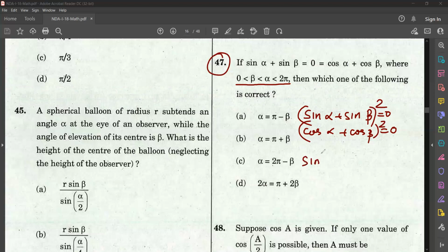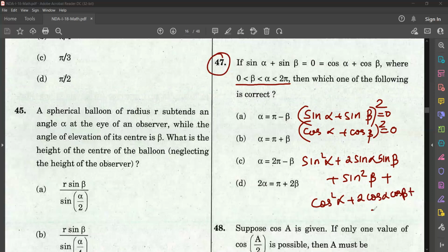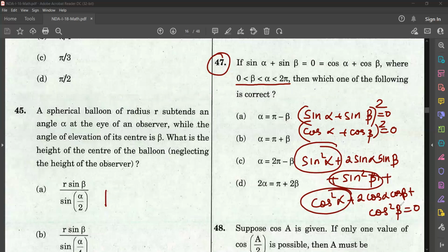That will become sin square alpha plus 2 sin alpha sin beta plus sin square beta plus cos square alpha plus 2 cos alpha cos beta plus cos square beta, that is equal to 0. So sin square alpha plus cos square alpha becomes 1. Sin square beta plus cos square beta becomes again 1, plus 2 sin alpha sin beta plus 2 cos alpha cos beta is equal to 0.